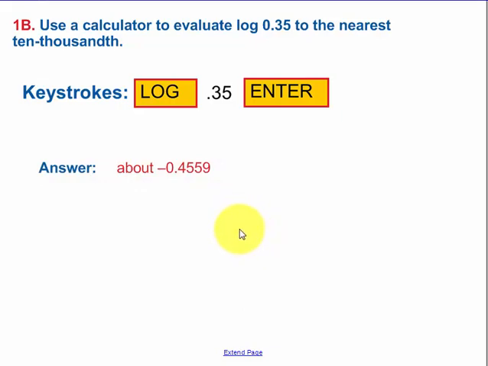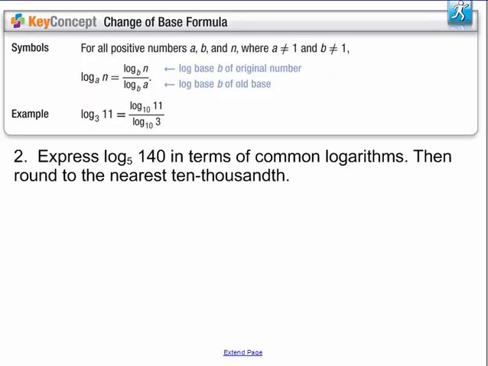Now we're going to be able to do other bases in our calculators because we don't just deal in base 10. This is a very important formula. I cannot tell you how many students I ask, what's the change of base formula? And they look at me like they've never even heard of this. So this is a super duper important formula.